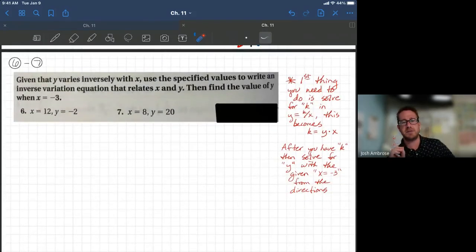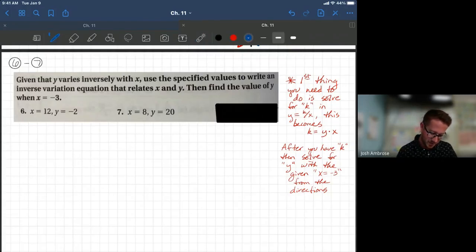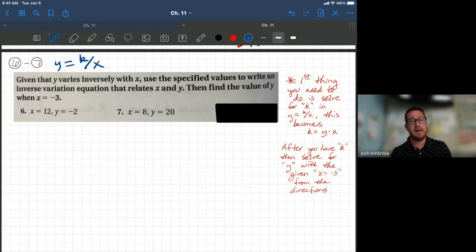Y varies inversely with x. So they're telling us right off the bat that we are using inverse variation. Varies inversely. So that equation is y equals k over x. There's our inverse variation. Don't forget that equation. Now it says use the specified values to write an inverse variation equation that relates x and y. So that's step 1. Then find the value of y when x is negative 3.